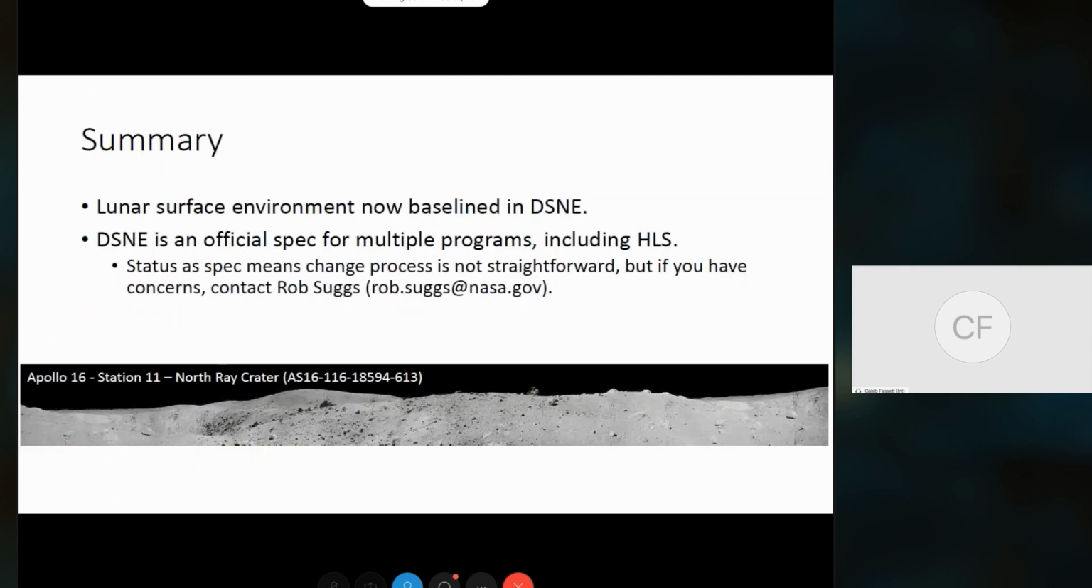Next slide. So the final point I'll make in this last slide is basically that the DSNE is an official spec, and that basically means it doesn't want to move very fast because it's written into the contract for programs. And so we want to get the environments right for the moon for designers, but it's not that easy to change. I know Rob Suggs is on here, and if you have any concerns or comments about what's in the DSNE, Rob's the sort of the holder of the book for this, or you can contact him or you can contact me, and we can discuss what issues you have for this document. Thanks.